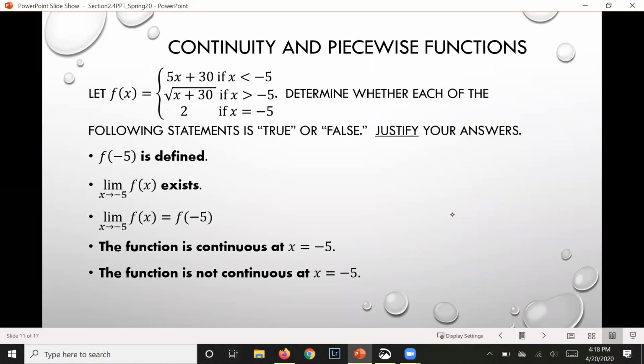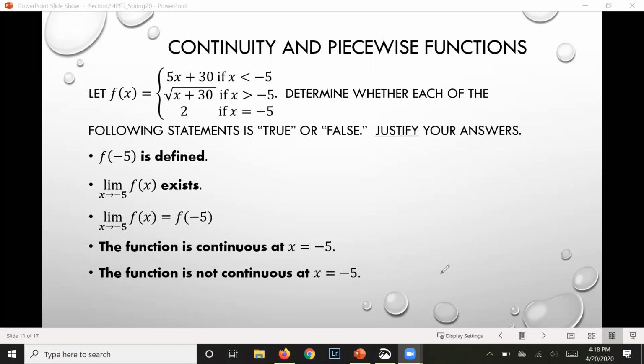Let's say our function is f of x equals 5x plus 30 if x is less than negative 5, square root of x plus 30 if x is greater than negative 5, and 2 if x is greater or equal negative 5. So notice here we have a piecewise function. Again, we know that because it has different pieces. And so we need to determine whether each of the following statements is true or false based on what we see. And we'll justify our answers, which means we'll explain.